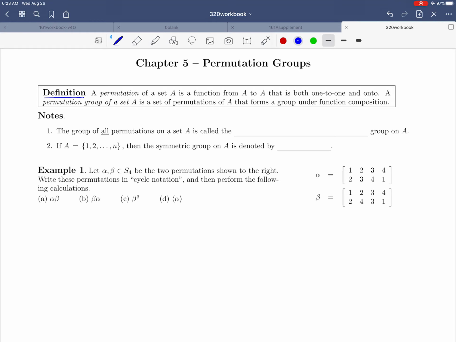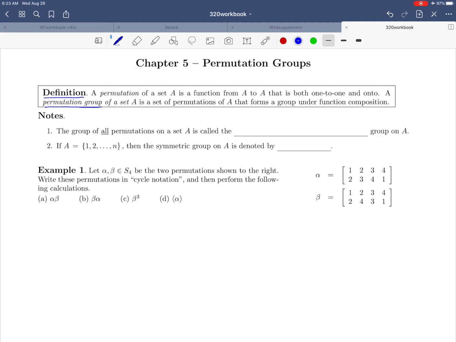So a permutation of a set A is a function from A to A that is both one-to-one and onto, and a permutation group of a set A is the set of permutations of A that forms a group under function composition. This chapter is going to be all about permutation groups.